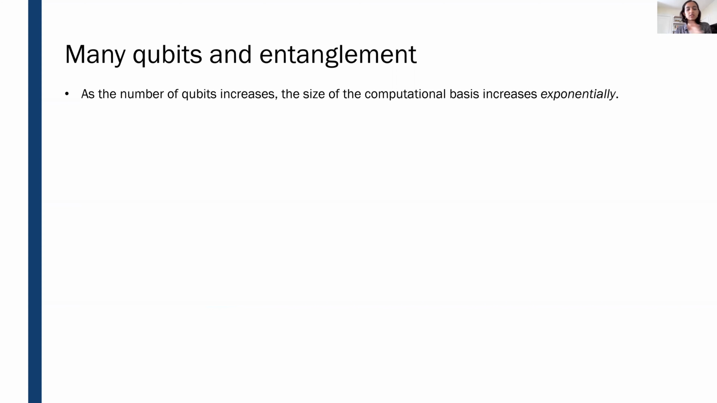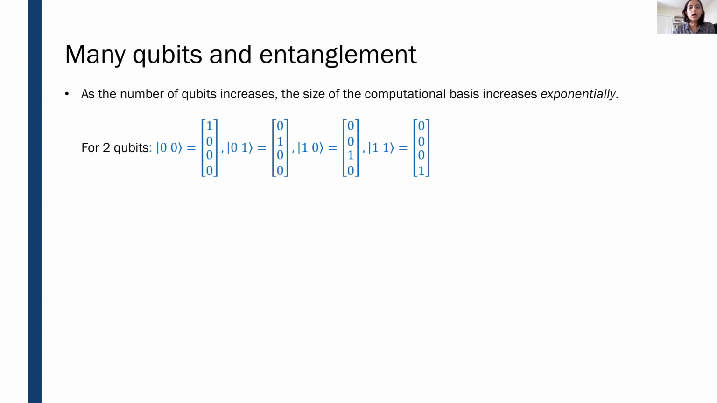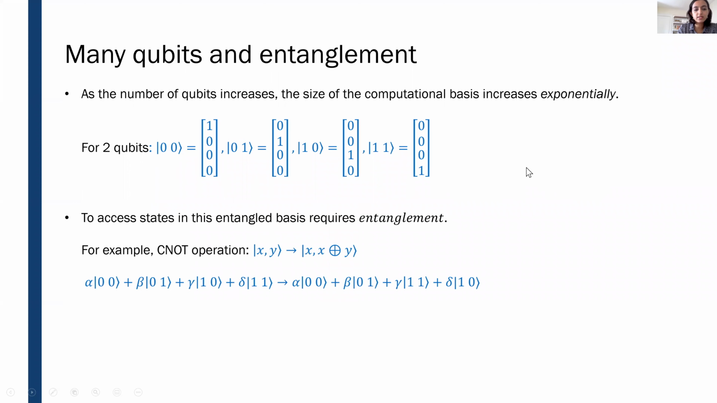So the computational basis is essentially the Hilbert space of the quantum system. And so for 2 qubits, you have access to four computational basis states. And for 3, you'll have 8 and so on. And to access states in this entangled basis requires entanglement.